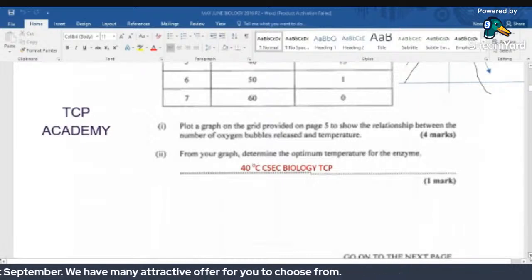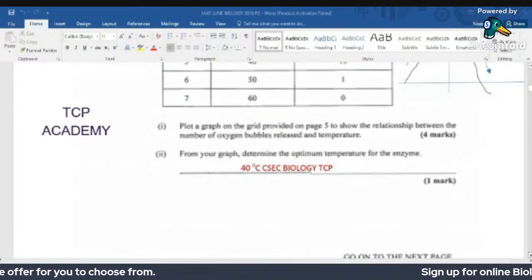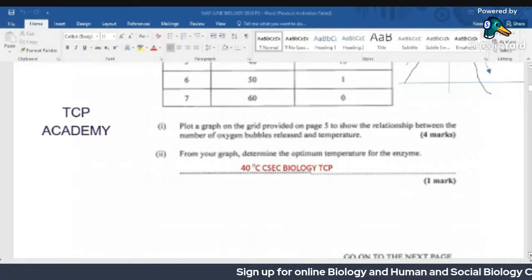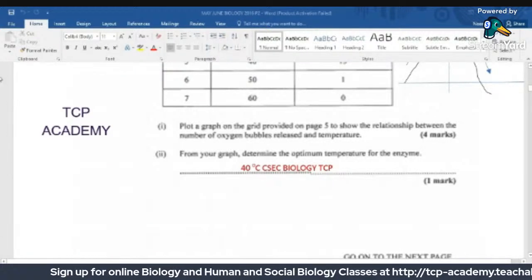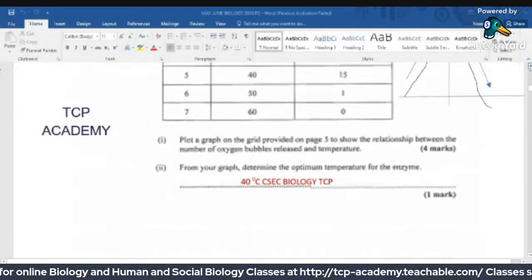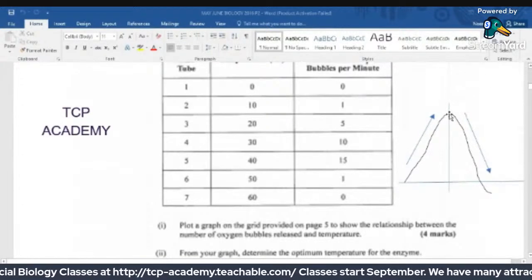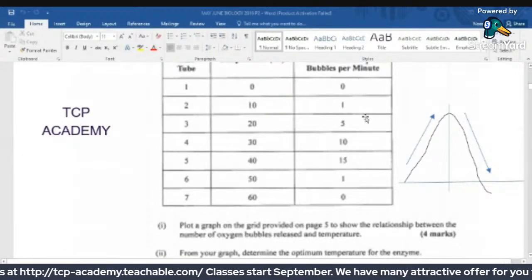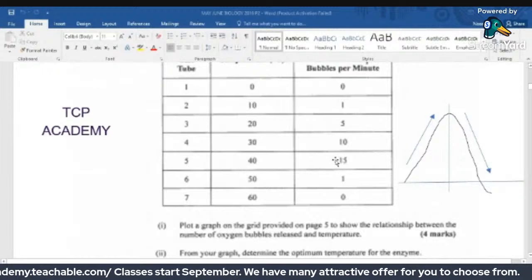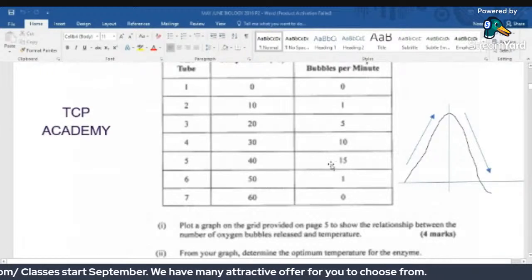But here we're supposed to get this information from the graph. We're supposed to determine the optimum temperature for the enzyme. Now the optimum temperature is of course going to be the point at which the enzyme works and is efficient. That would have been right here at the top, and if we want to find that, all we have to do is to look for the highest number of bubbles, and that would have been 15. So it's 15 and the temperature here would have been 40.